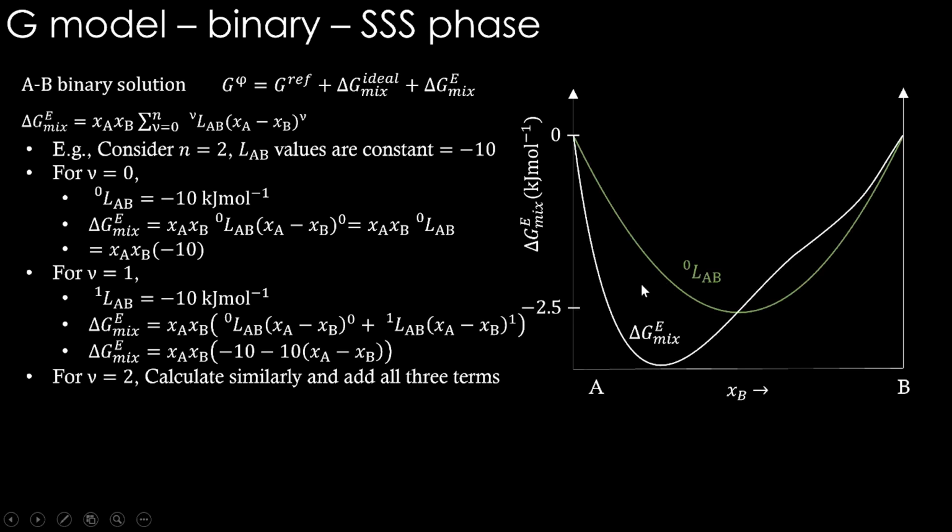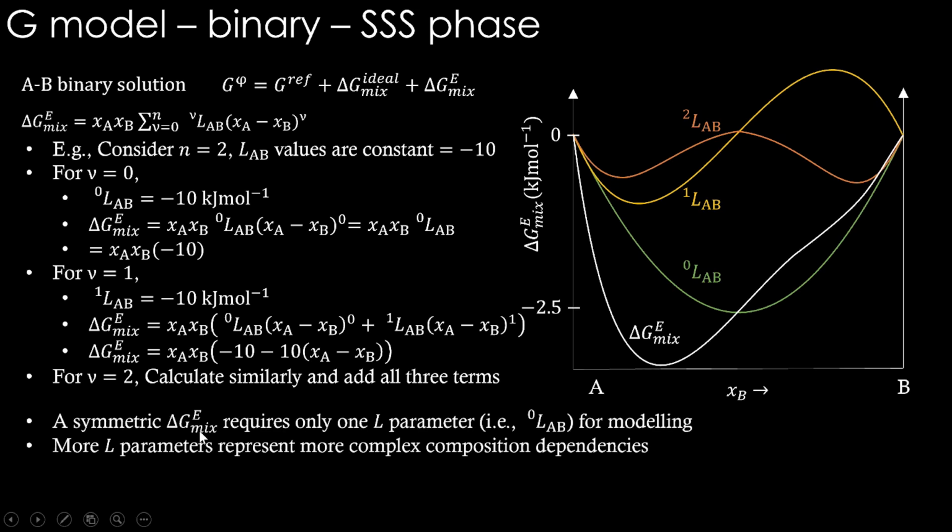Pictorially, this is how the LAB 0 will look. It's symmetric. You can see here, this is only the LAB 0 term, XAXB multiplied by a constant value. It's going to look symmetric like this. Then LAB 1, which is multiplied by the (XA minus XB) term is here, right? So that term is going to look like this, and LAB 2 is going to look like this. For LAB 2, (XA minus XB) power 2 will come, right? Then it is going to have this kind of shape here, and adding all the three, the green, the yellow and the orange, we will get the white line. That's how delta GE mix is modeled.